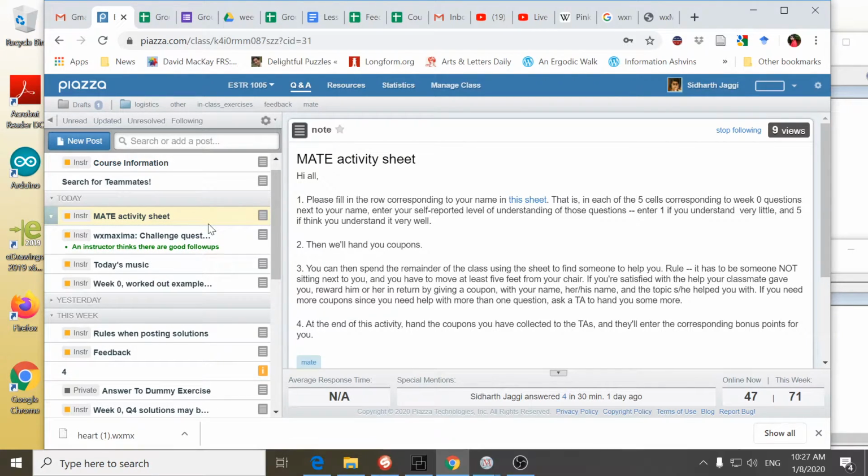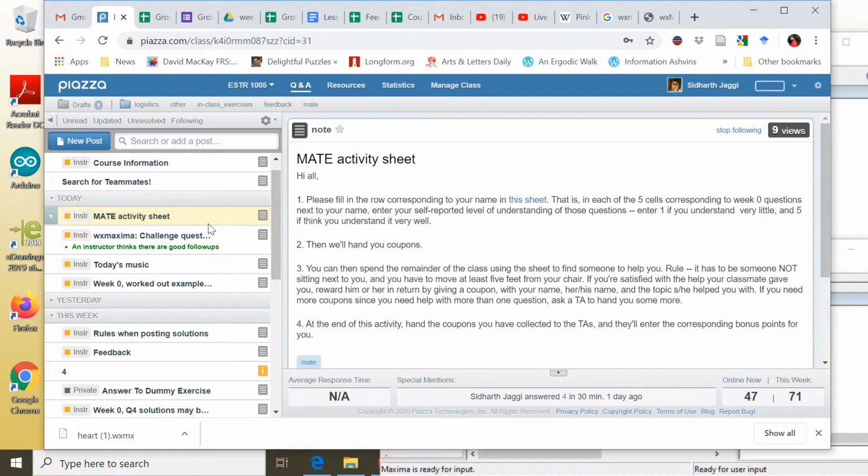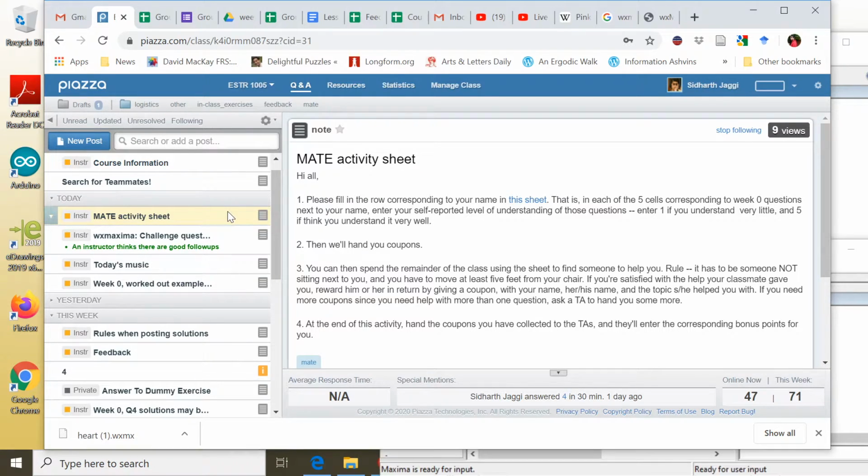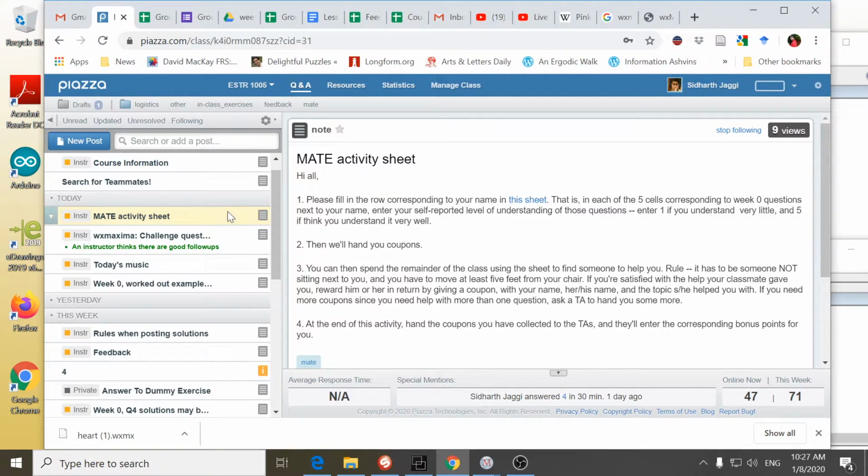So we'll shortly be giving you these coupons. This is not actual money, okay? This is fake money. Do not try to spend it. You will be arrested, right? But these are bonus point coupons, okay? So what do you do?